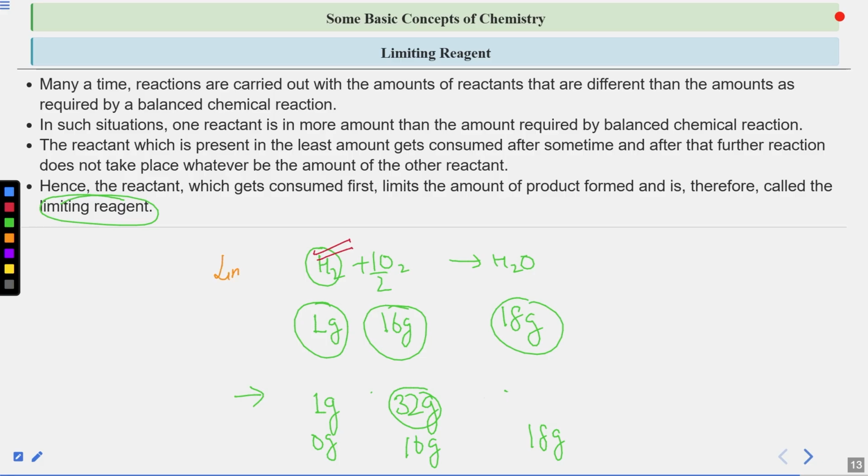Is it clear? So you must know the balanced equation. Yes, Nisarg, what is the doubt? Yes, you can do the same thing with the 2H2O2. You will get the same result. Okay.